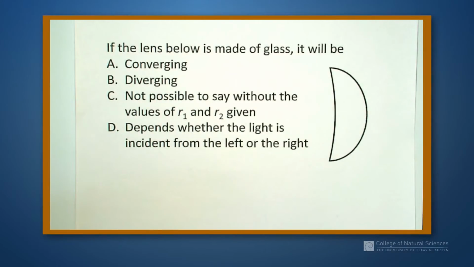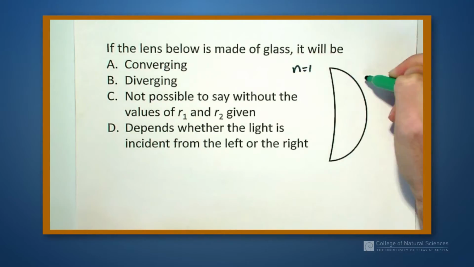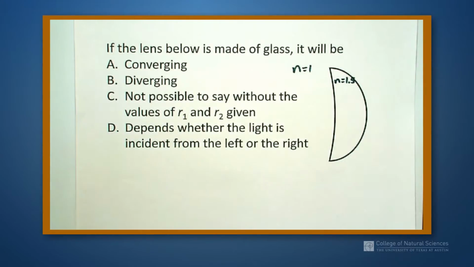Let's take a look at this question together. It says if we have the lens below and it's made out of glass, it will be what type of lens? Well, if you notice one thing on this lens, we're going to assume that we're going from an index of refraction of air to an index of refraction of glass, which is a higher value. I remember 1.5, but it's not always that.